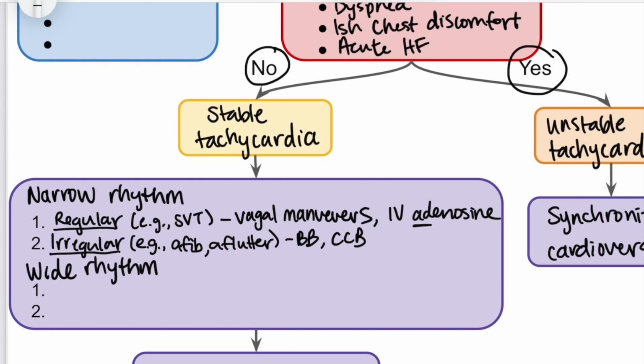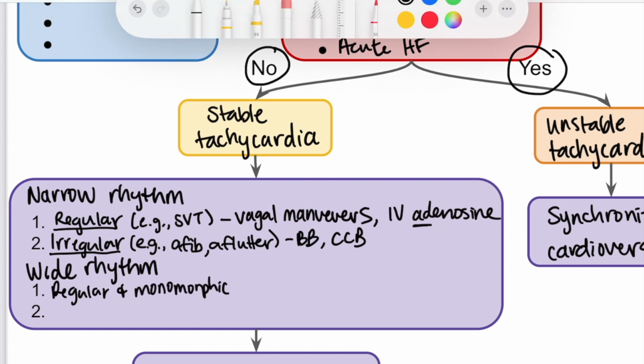Now let's back up and think if this patient had a wide tachyarrhythmia, with wide tachyarrhythmias defined as a QRS wider than 0.12 milliseconds or 3 little boxes. Similarly to in the narrow rhythm case, we'll want to divide wide rhythms into two categories. The first being regular and monomorphic, meaning one appearance, versus irregular or polymorphic.